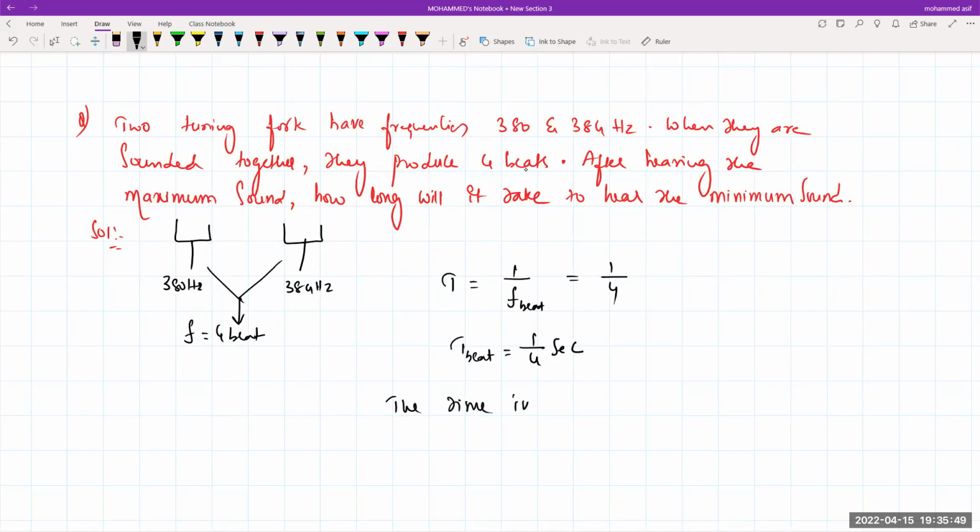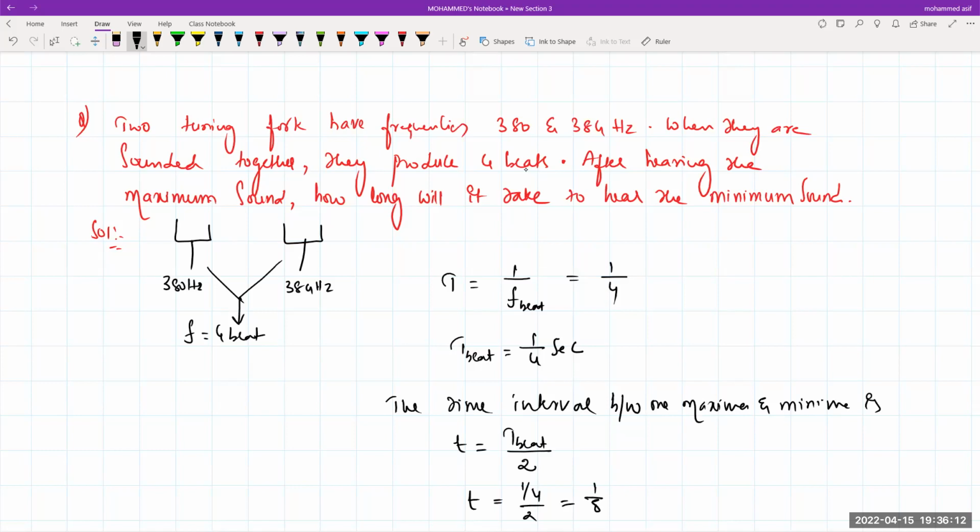The time interval between one maxima and minima is T beat divided by 2. So the time interval is 1 by 4 divided by 2, which equals 1 by 8 seconds. Clear? Any doubt in this one? Very good.